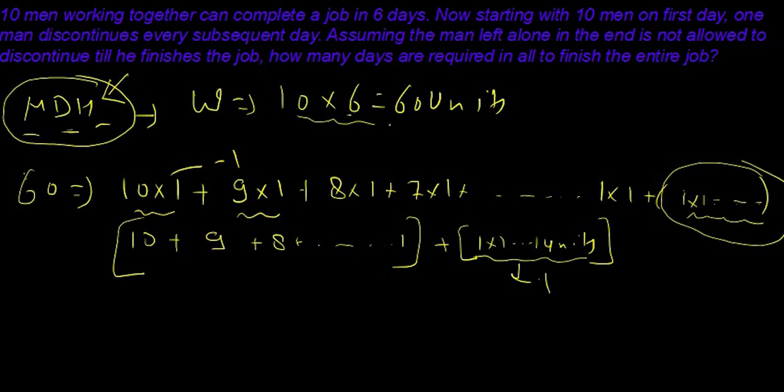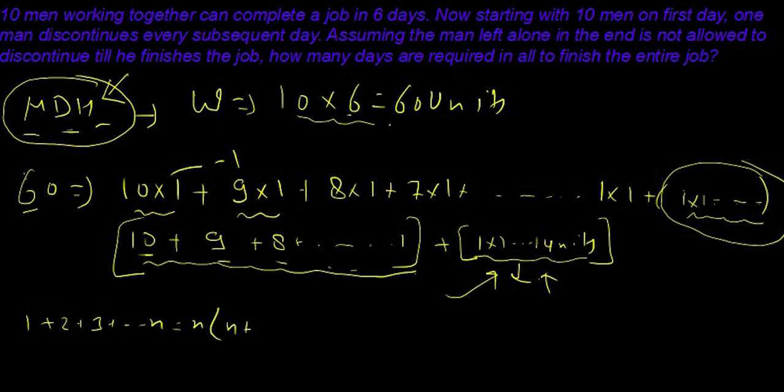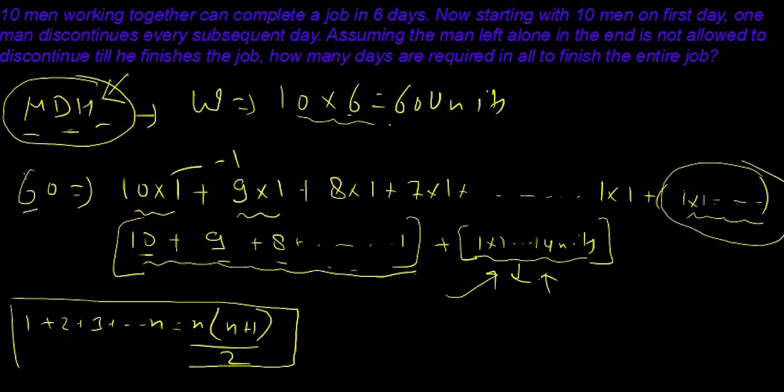Okay, so I think we should sum this up. The rest of the work, which is left after subtracting from 60, should be done by the last person. Now there is a formula for 10 plus 9 plus 8. So what should be the formula? 1 plus 2 plus 3 till n is given by n into n plus 1 by 2. So this is n into n plus 1 by 2.